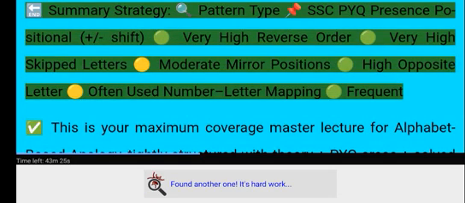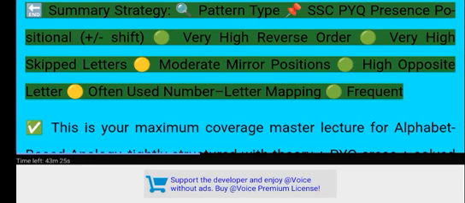End summary strategy. Pattern type and SSC PYQ presence: positional plus or minus shift, very high. Reverse order, very high. Skip letters, very high. Mirror positions, moderate. Opposite letter, high. Number letter mapping, often used, frequent.